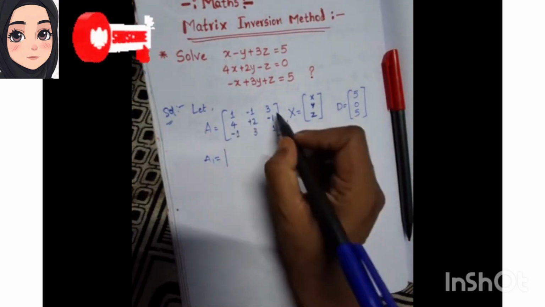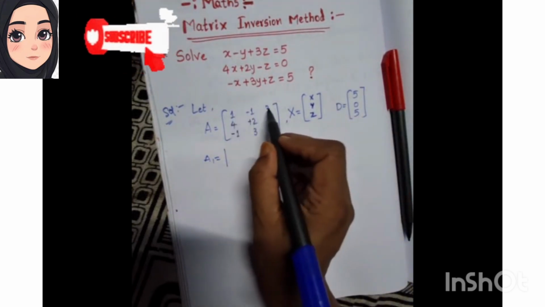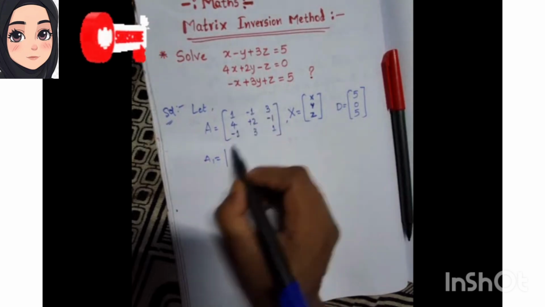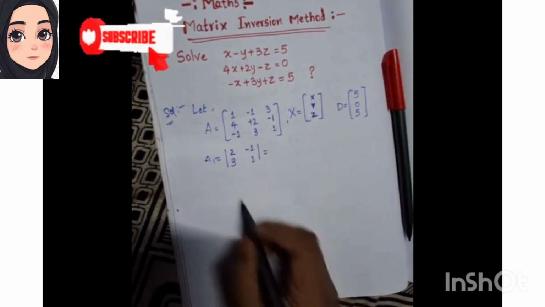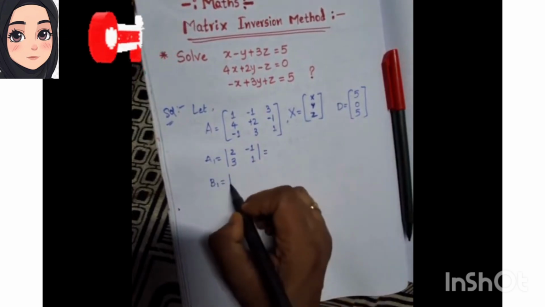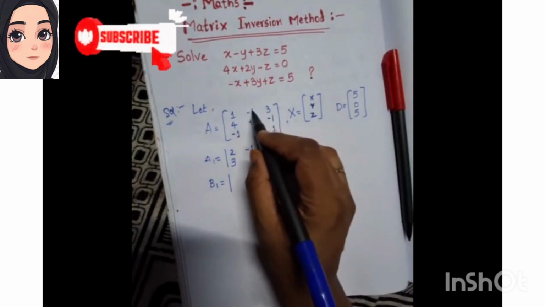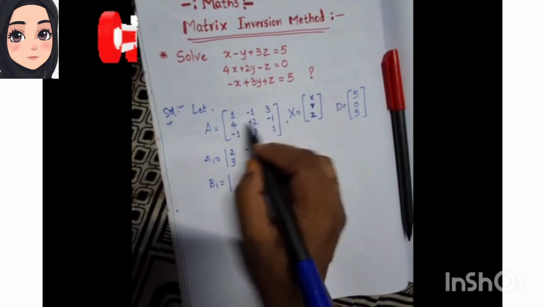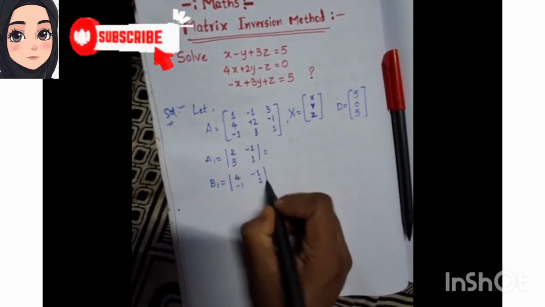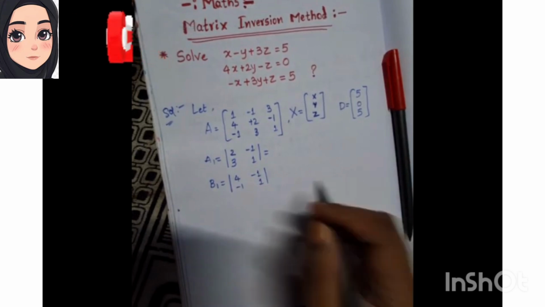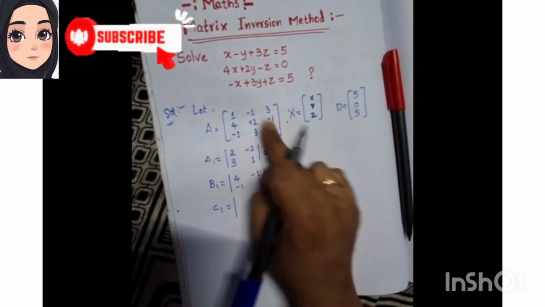A1 means hide the first row and first column, and write the remaining terms: 3, 1. Next B1, which belongs to A1, B1, C1: hide its row and column and write the values of the other columns: 4, minus 1. Now C1: hide its row and column, and write the remaining terms: 4, 2, minus 1 and 3.